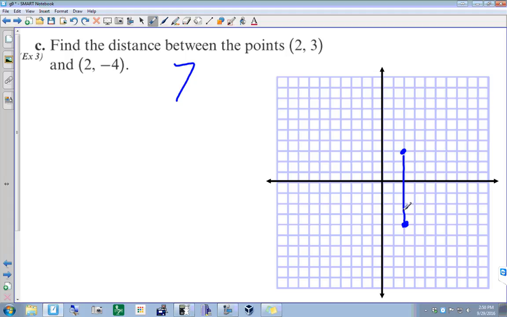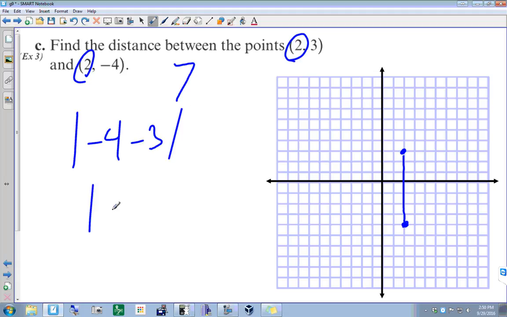Now, one of the things that you have to do in mathematics is look at what you've got. Are there commonalities? Well, when I look at this, I see that there's a 2 there, and a 2 there. Oh, they're on the same x line. So that means I only have to worry about the distance between those. So that's the absolute value of negative 4 minus 3, the absolute value of negative 7, which is going to be 7, so our distance is equal to 7. Sometimes it is just that simple.